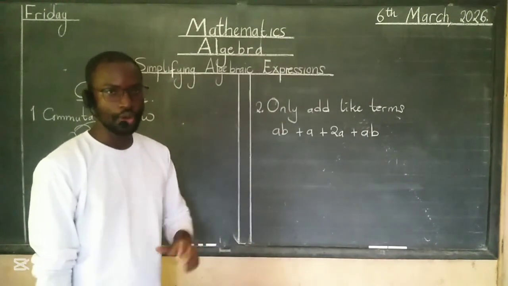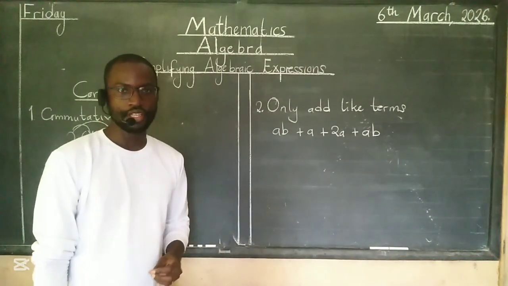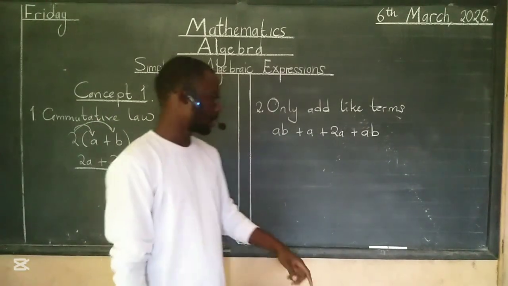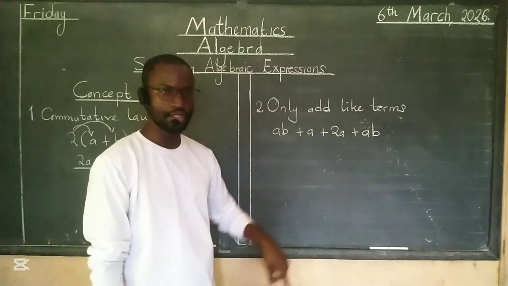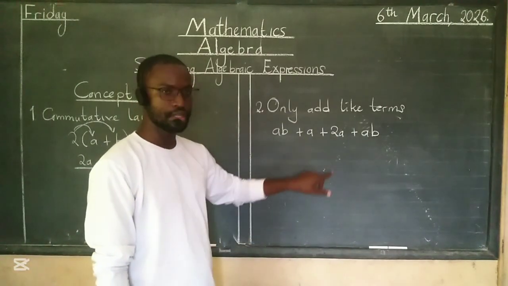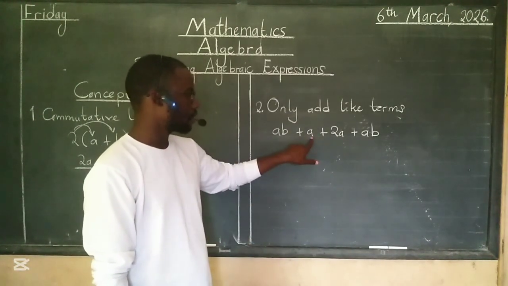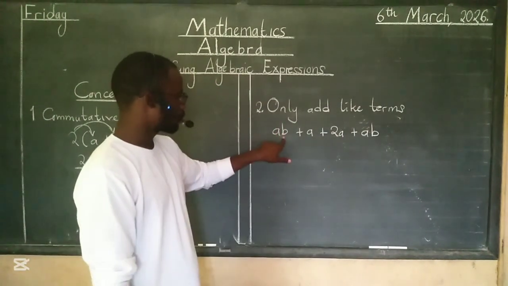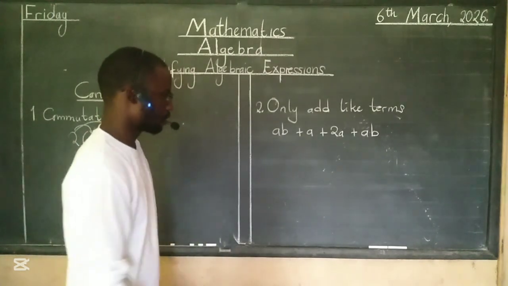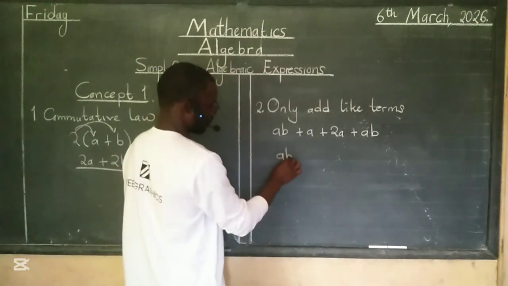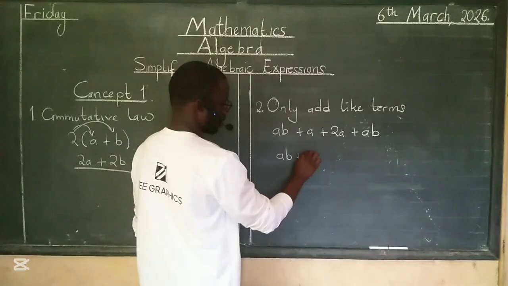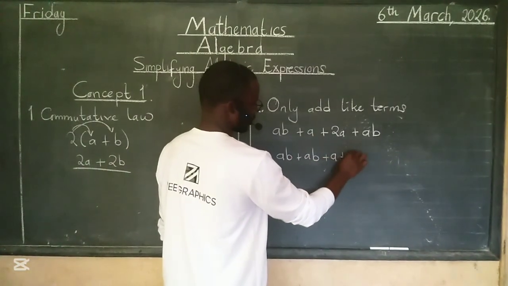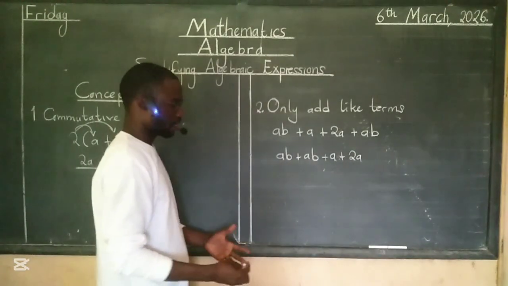In this situation, you ask yourself, what things are the same? ab and ab are the same. Then a and 2a are the same, because here we have only one a, and here we have two a's, so combined they make one thing as well. So I get ab and this ab and put them together. Then this a plus this 2a, and I can go ahead and add them.